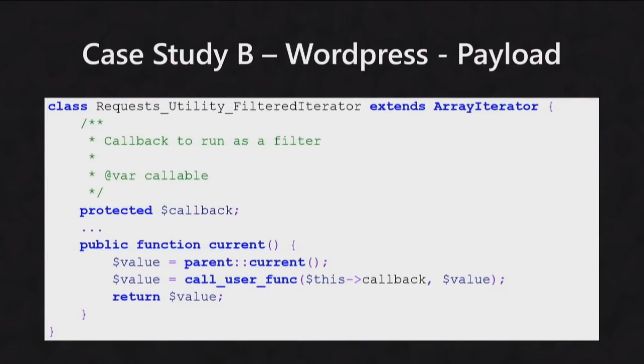WordPress is one of the few PHP applications that doesn't have an autoloader, so you're limited to the classes which are already loaded by the application. And this is one of the few classes that looks particularly interesting. They've got this class called request utility FilteredIterator, which is an array iterator. You can basically set this as the iterator of an array, and if you iterate through that array, this code is triggered, and this code calls a function which is defined by a property. So provided we can trigger something to go through this array, then we can execute arbitrary code.